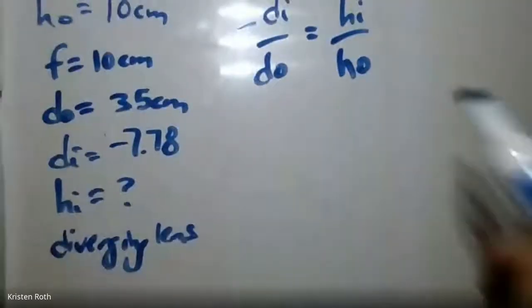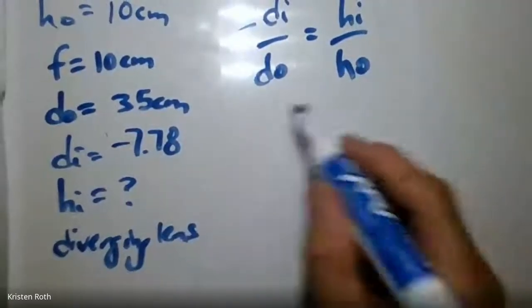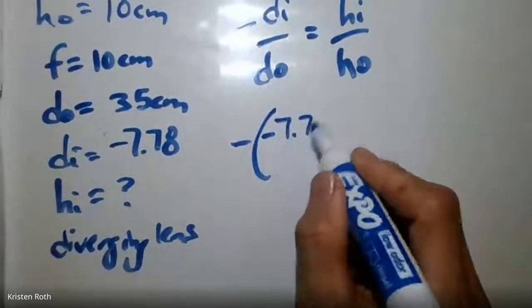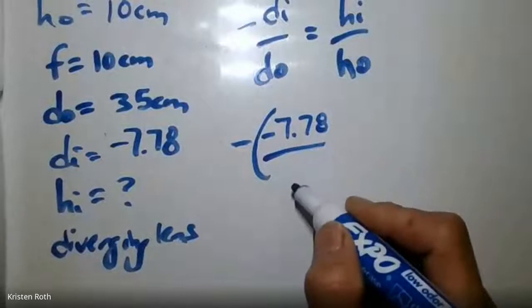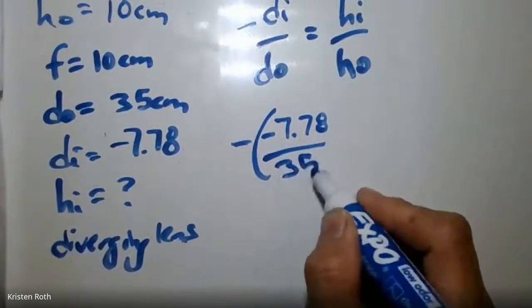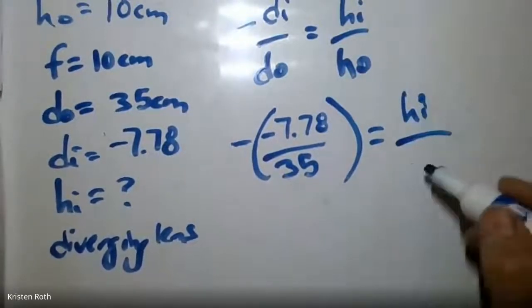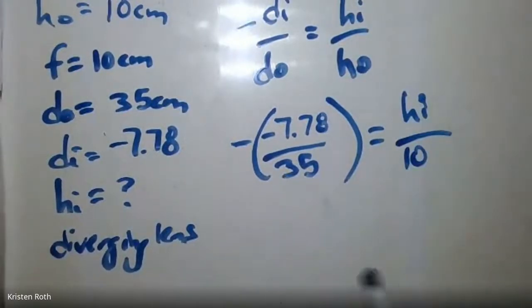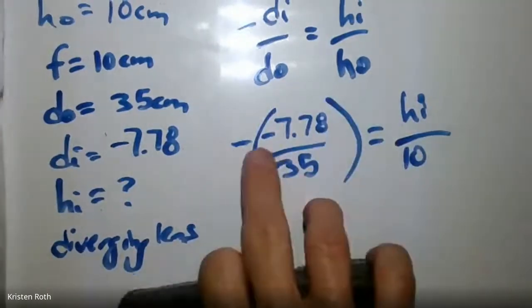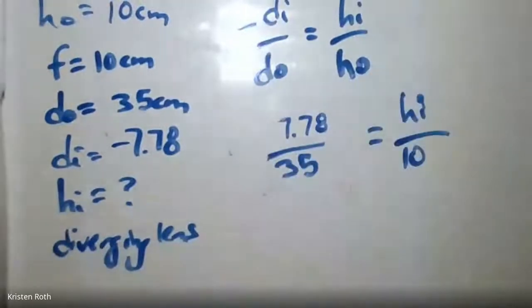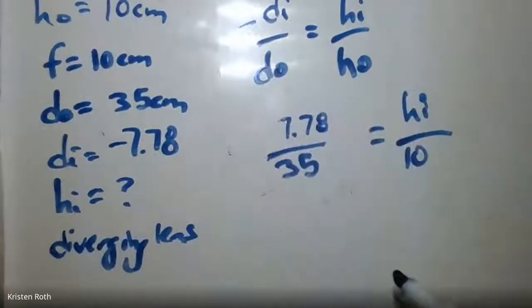So now we have 3 of those 4 variables, because we're looking for hi. So let's fill it in. We're going to go negative, negative 7.78 over, what was do? 35 equals hi, which we don't know, over 10. Because there's two negatives here, they cancel each other out and become positive. So two negatives equals a positive, and now they are gone. Perfect. And then we can cross multiply.